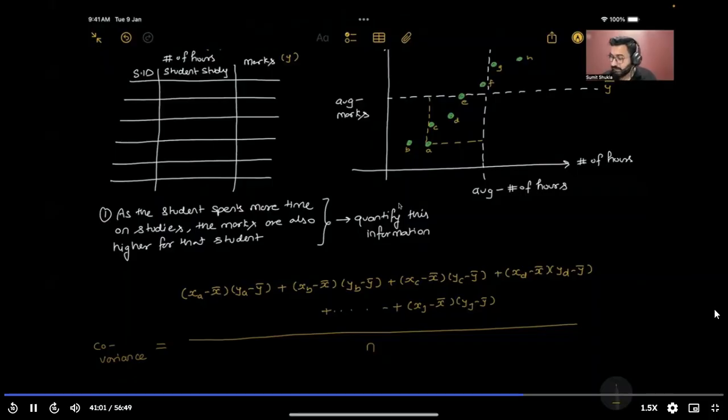Because x minus x average, let's say this is some dx, and this is dy. So dx into dy will give you some number which is again non-interpretable, right? But it helps us with a sign, and that sign is interpretable.